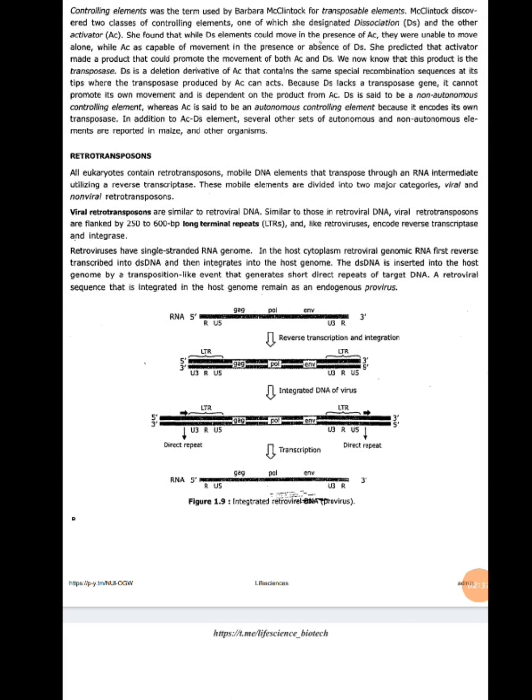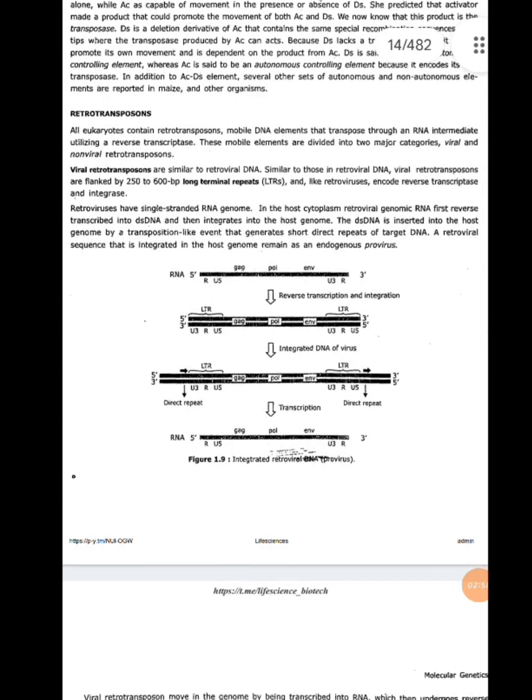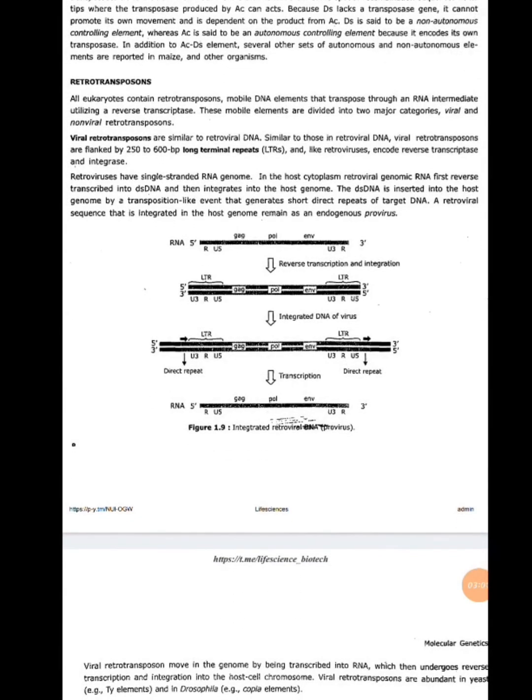As discussed, the maximum number of transposons found in eukaryotes are retrotransposons. Retrotransposons have an RNA intermediate which utilizes a reverse transcriptase, and these mobile elements are divided into two major categories: viral and non-viral retrotransposons. What are viral retrotransposons? Viral retrotransposons are similar to retroviral DNA.